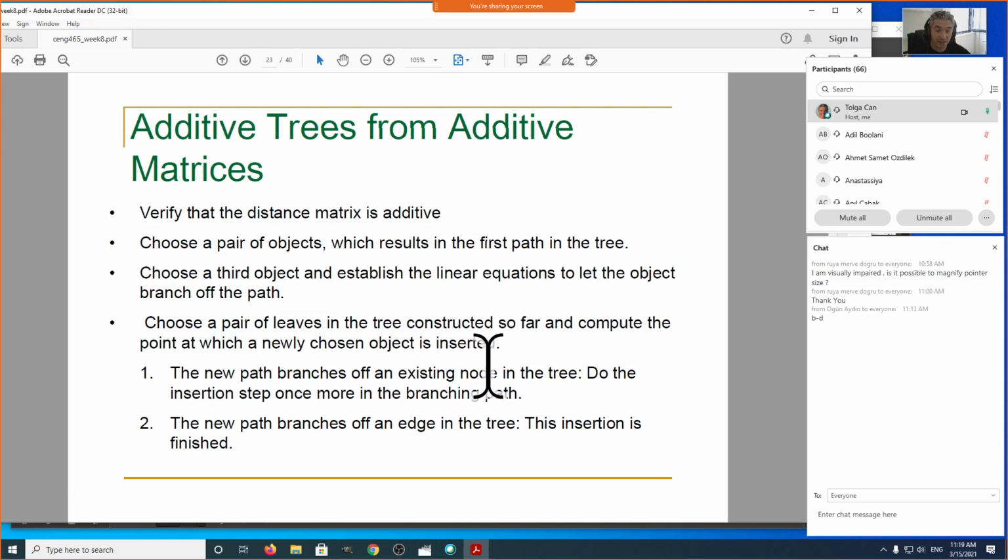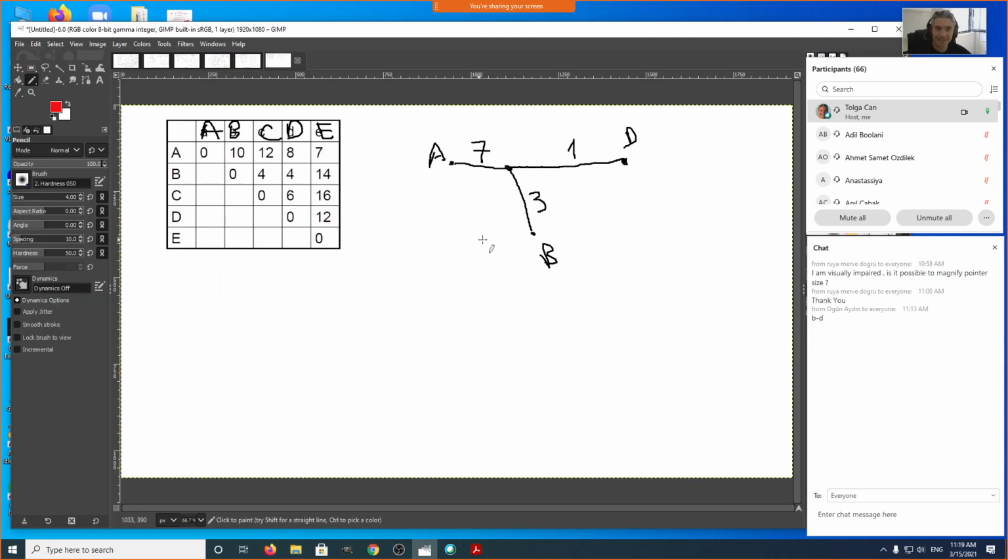We choose a pair of leaves in the tree constructed so far and compute the point at which a newly chosen object is inserted. If the new path branches off an existing node in the tree, we do the insertion step once more in the branching path by using a different pair of objects. If the new path branches off an edge in the tree, the insertion is finished, and we repeat this step for another newly chosen object. So this is a very simple algorithm actually, and we repeat this until the entire tree is constructed. You may continue doing this as an exercise, for example.